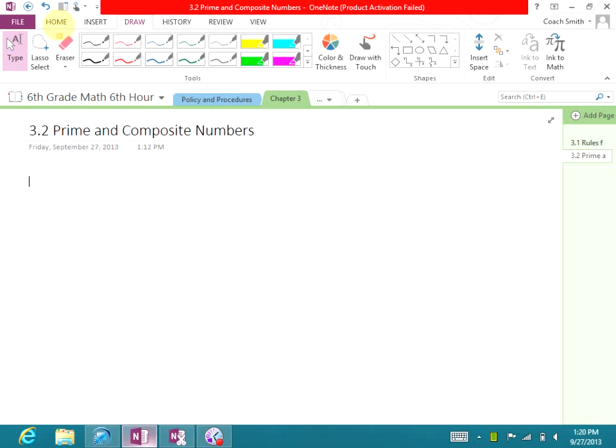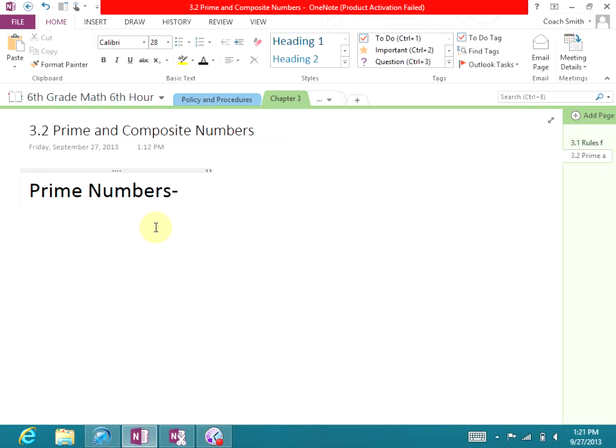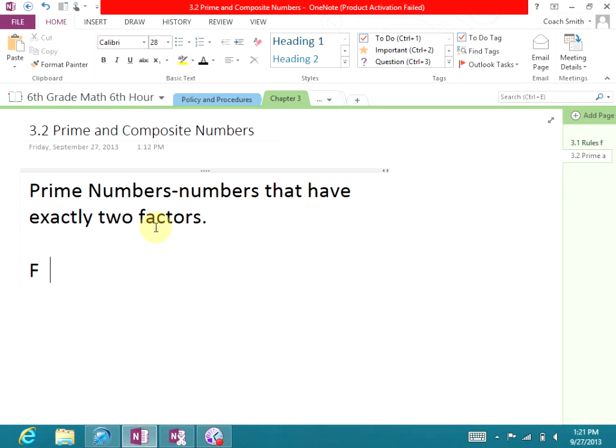Now, let's talk about prime numbers, okay? Definition for prime numbers. Prime numbers are numbers that have exactly two factors. Okay? We talked about yesterday how a factor times a factor equals a product. So what we're talking about today are the actual factors of numbers. Okay, so prime numbers are numbers that have exactly two factors.